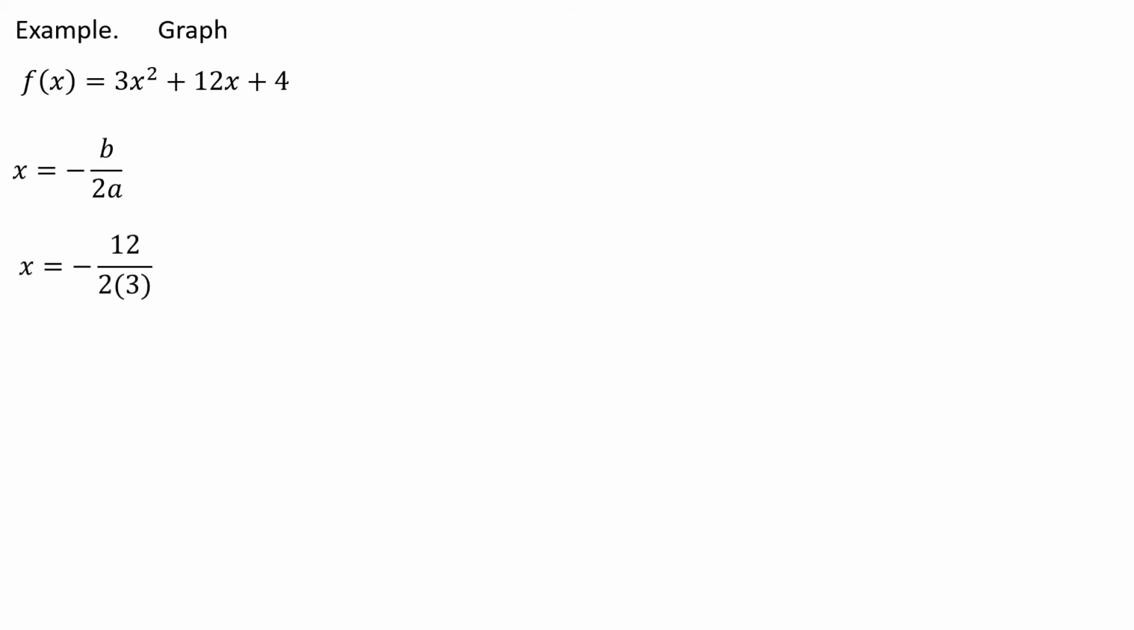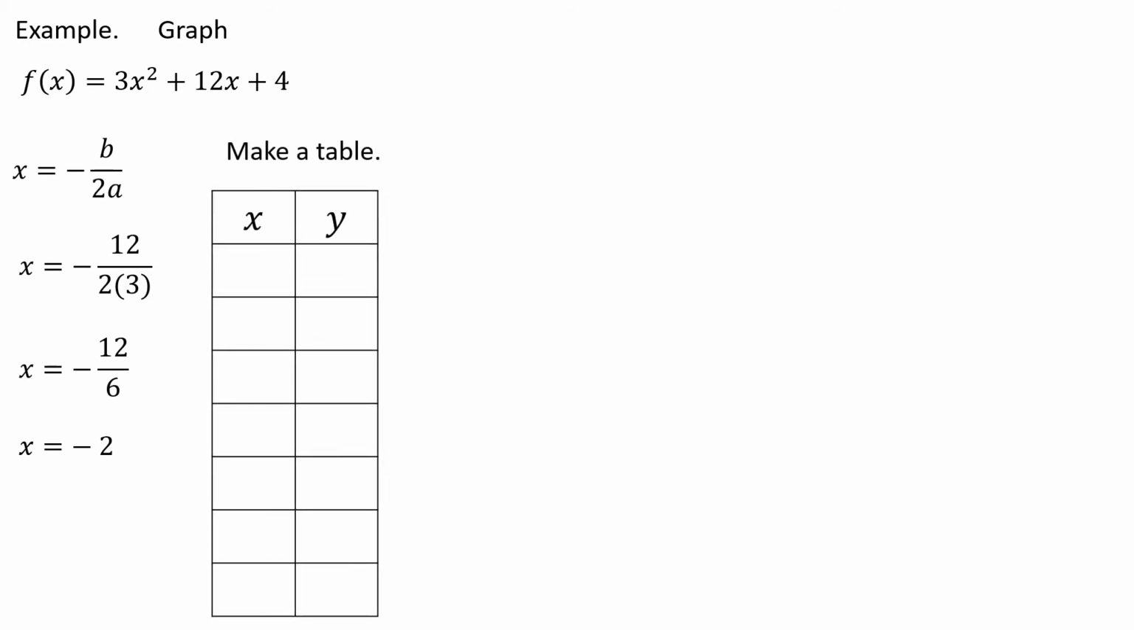Notice I've got the minus sign out in front. B was 12, so I put 12 in the numerator. 2 times a becomes 2 times 3 because there's a 3 on the x squared. 2 times 3, of course, is 6. 12 divided by 6 is 2. Notice I kept that negative symbol the whole way through. So the x coordinate of the vertex is negative 2.